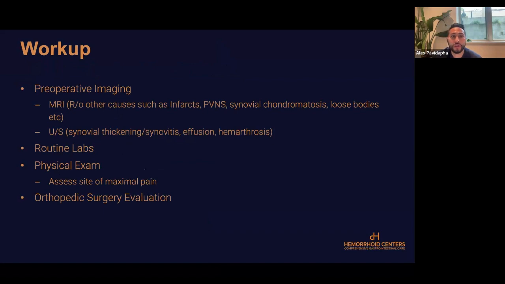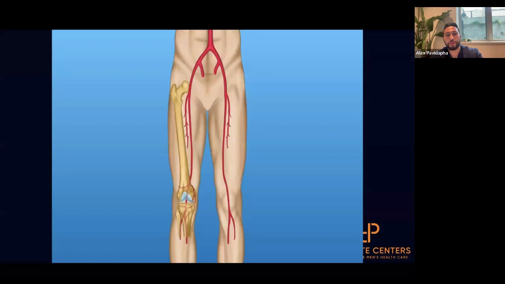So what's the workup like? We'll typically get imaging, or your orthopedic surgeon may have already gotten imaging where it may be an MRI. We may bring you in for an ultrasound, just routine labs, and physical exam, as I mentioned, to assess the site of maximal pain. And most patients will have them get orthopedic evaluation. So this is going to be a cartoon depicting what the procedure is. So before I kind of press play here, to take a step back.